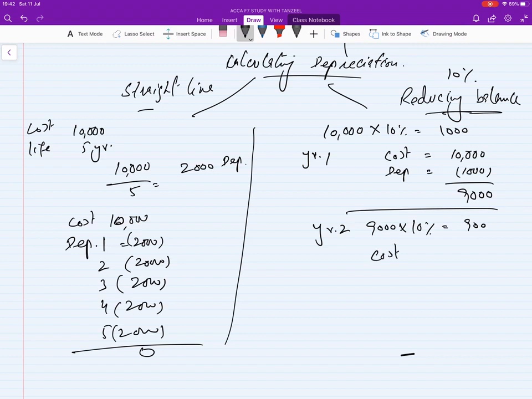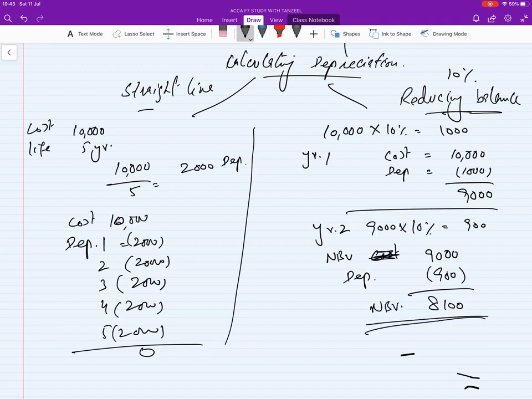So in this the cost was the net book value. The net book value previous year was 9,000. You are having 9,000 before, and now the new depreciation for the year 2 is 900. So you can say 8,100 will be the new net book value. So this is the way you can calculate reducing balance depreciation.